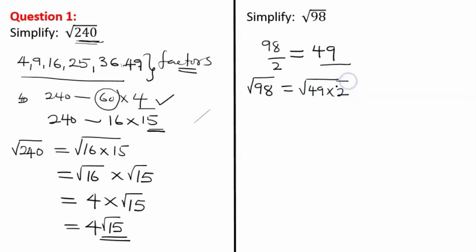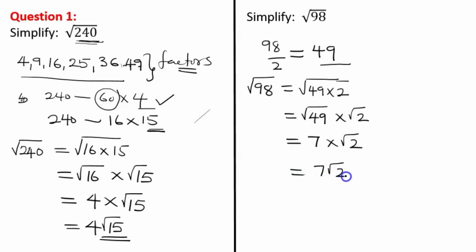You see, the target is to get a factor that is a perfect square root. Okay, so the root is the same thing as saying root 49 multiplied by root 2. All right. So since 7 times 7 is 49, we have 7 multiplied by root 2, which is the same thing as saying 7 root 2.